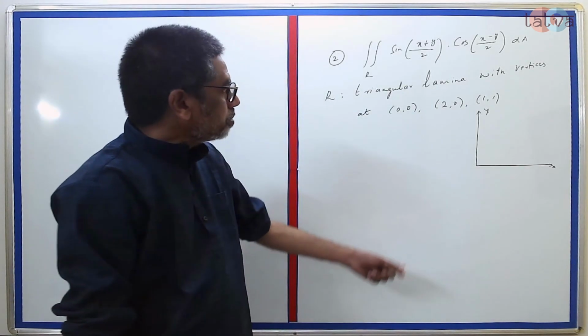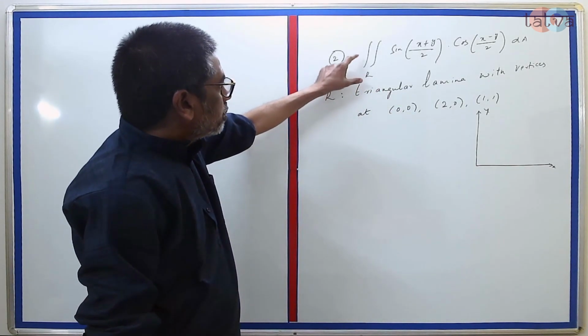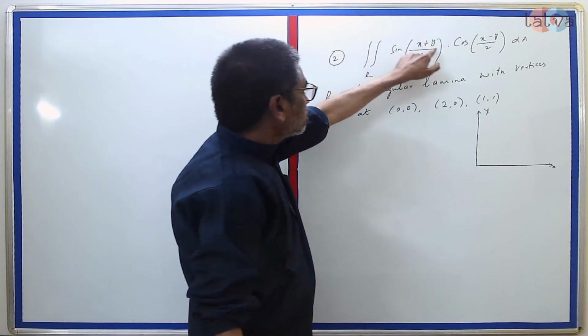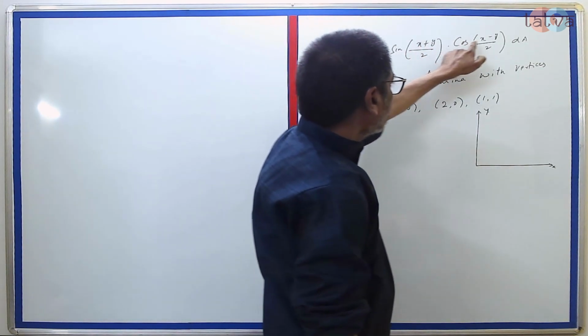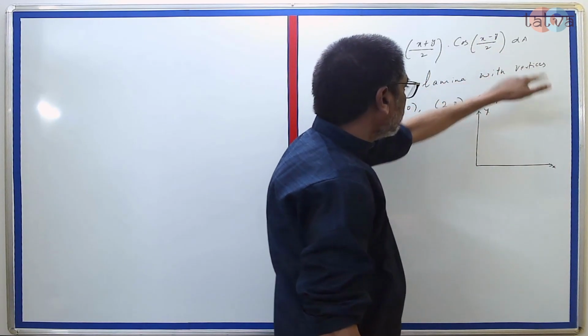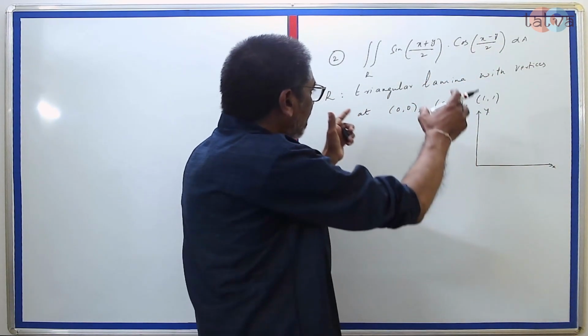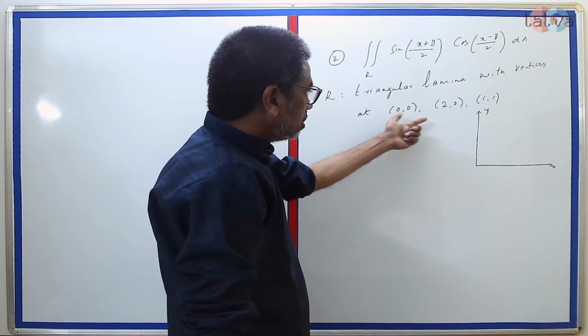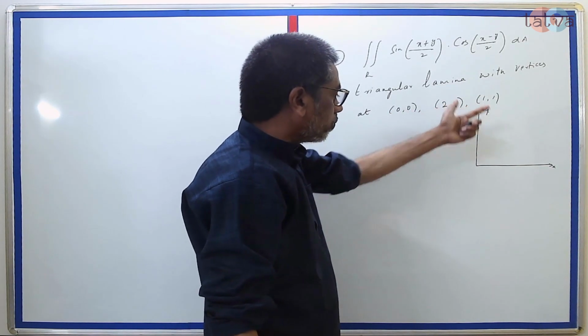My second example appears like this: double integral of the function sine of (x plus y)/2 into cos of (x minus y)/2 dA over a triangular lamina with vertices at origin, (2, 0) and (1, 1).